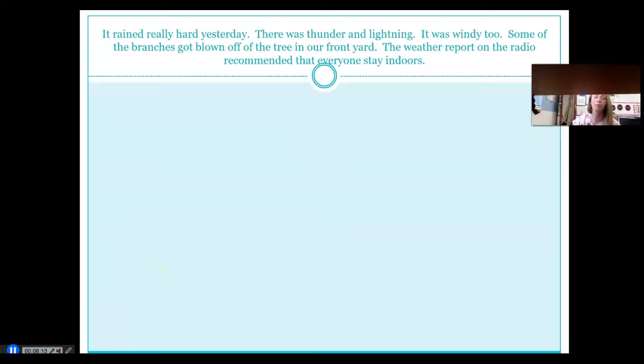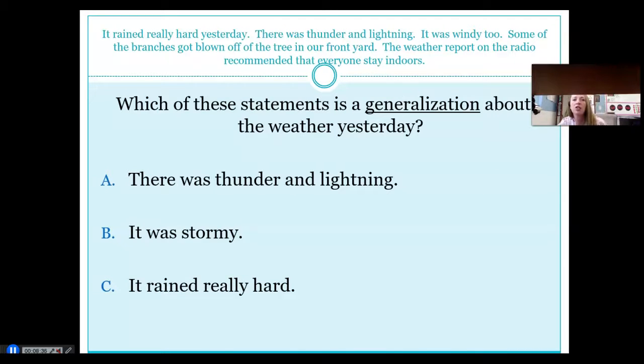Let's try this one. It rained really hard yesterday. There was thunder and lightning. It was windy too. Some of the branches got blown off of a tree in our front yard. The weather report on the radio recommended that everyone stay indoors. Which of these statements is a generalization about the weather yesterday? A, there was thunder and lightning. B, it was stormy. Or C, it rained really hard. What is this whole thing about?